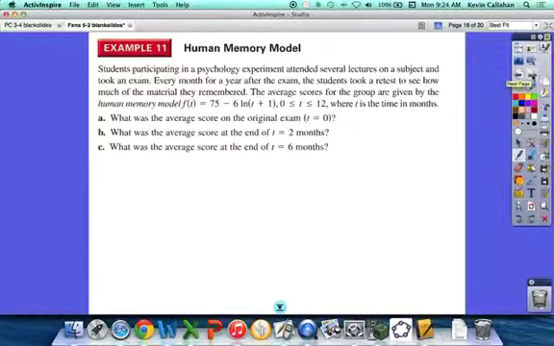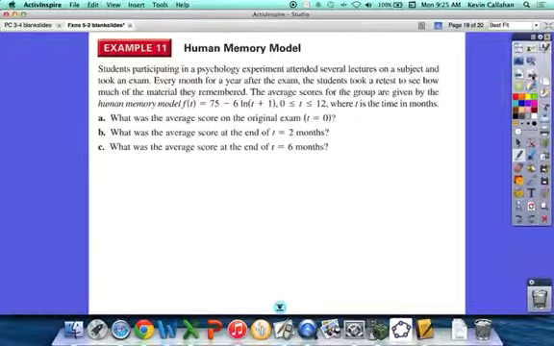And one last property, okay, problem. So again, at this early part in the chapter, we don't know how to solve equations yet, other than the simple one-to-one property. So the word problems are not involved with solving equations. They're mostly involved with evaluating, meaning plug in. Just plug in and calculate, that's it. So this one is example 11, human memory model. Students participating in a psychology experiment attended several lectures on a subject and took an exam. Every month for a year after the exam, the students took a retest to see how much of the material they remembered. The average scores for the group are given by the human memory model, right?